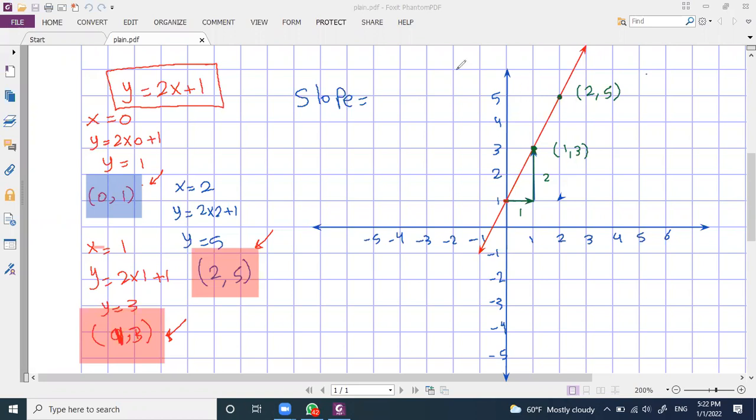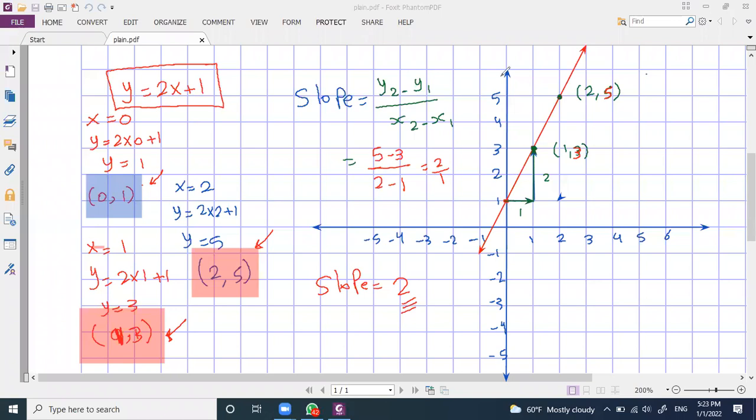Salma, do you know how we can find it? It's y2 minus y1 over x2 minus x1. That's right. It's the change in y over the change in x. So this is y2 and this is y1. So you are going to subtract 5 minus 3 over 2 minus 1. And 5 minus 3 equals 2 over 1. So the slope of this line equals 2.